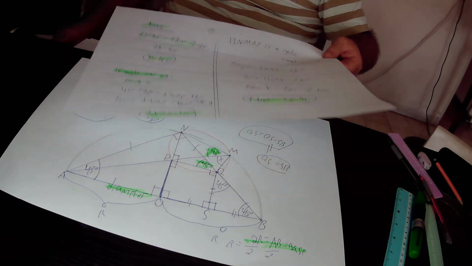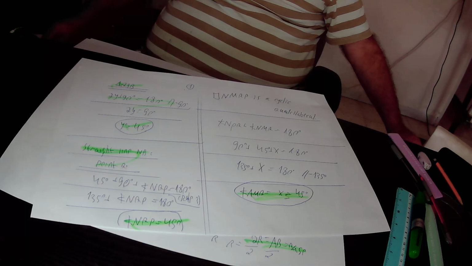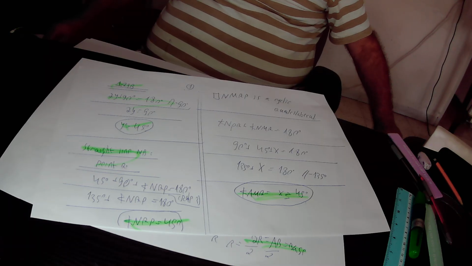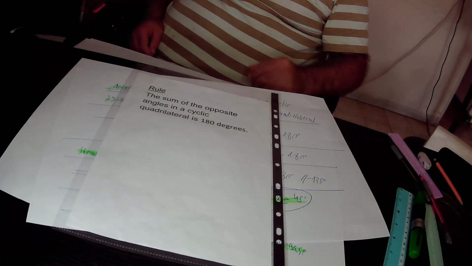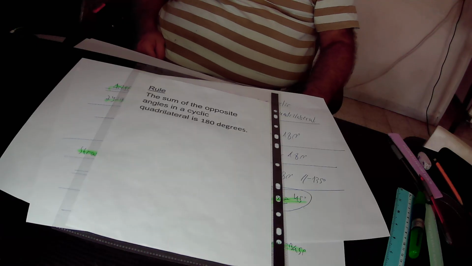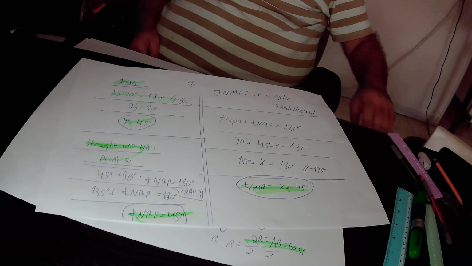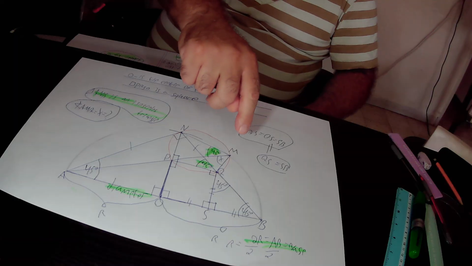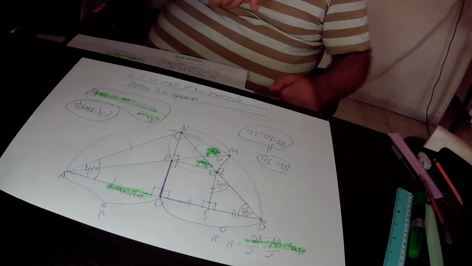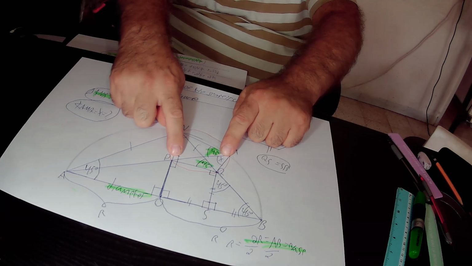We have the rule that states that the sum of the opposite angles of a cyclic quadrangle is equal to 180 degrees. Think quickly on the rule. The sum of the two opposite angles in a cyclic quadrangle is equal to 180 degrees. And because quadrangle NMQP is a cyclic quadrangle, the sum of those two opposite angles must be equal to 180 degrees.